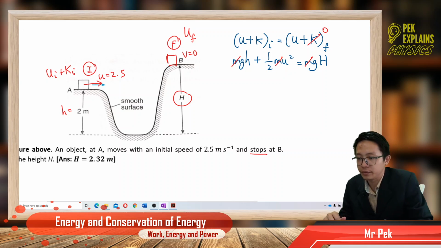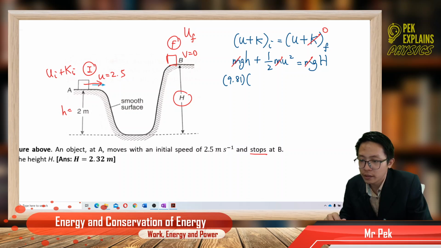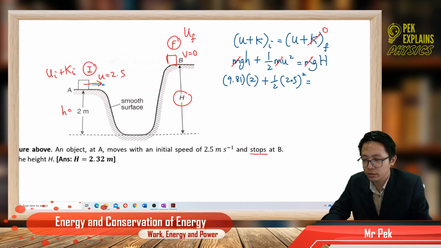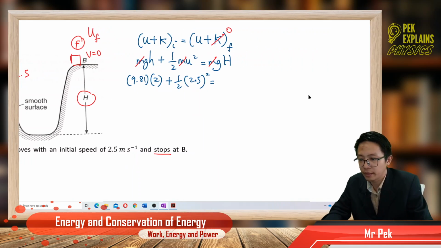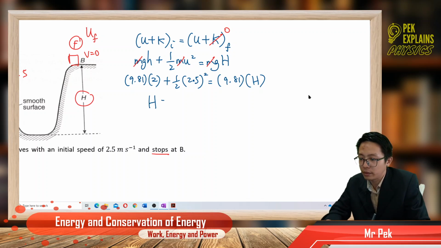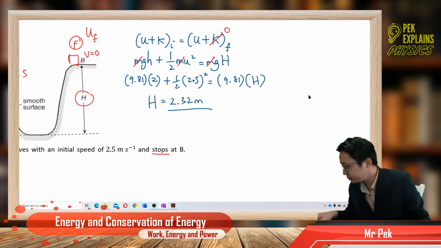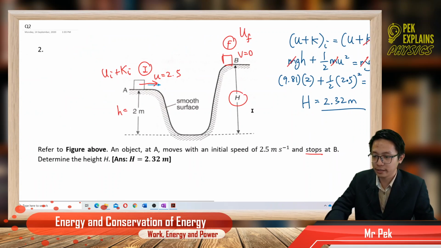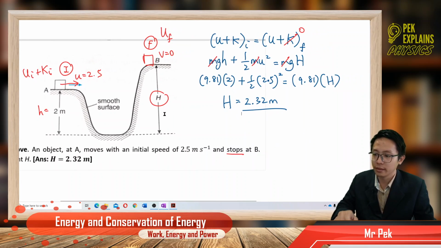So then substitute all the values. The g is 9.81. The initial h is 2, plus half u is 2.5 squared. And then the g, here again 9.81, times the big H. So we get our big H, which is 2.32 meters. That's the height it reached at the top here. That's the final height. Initial height is only 2, but final height is 2.32.